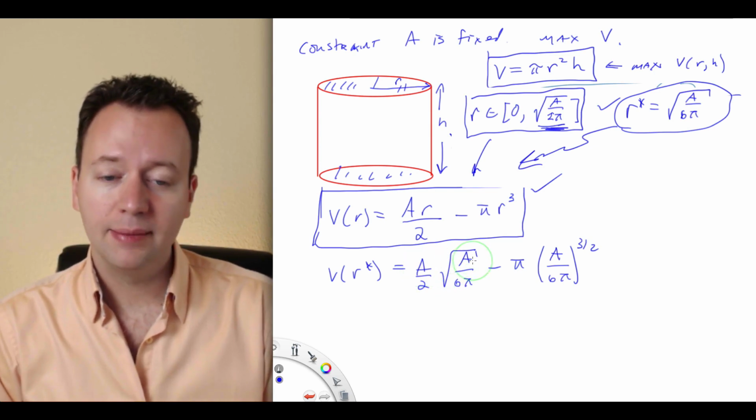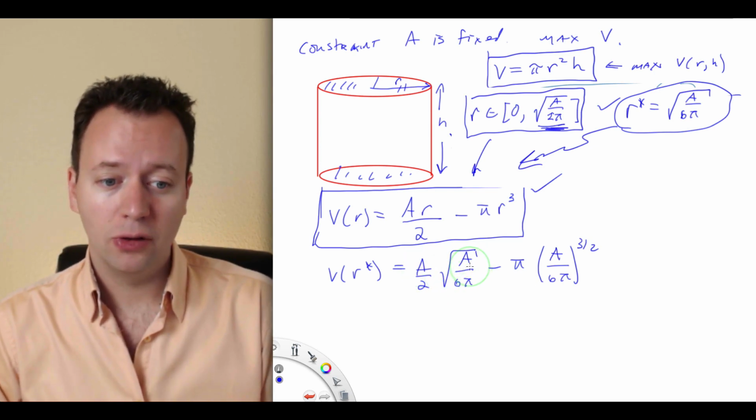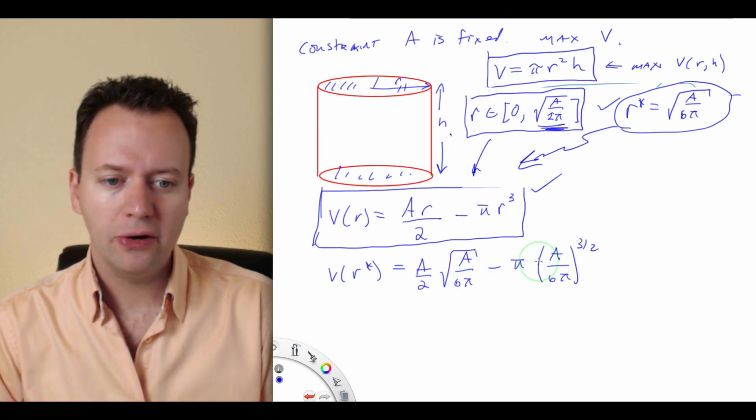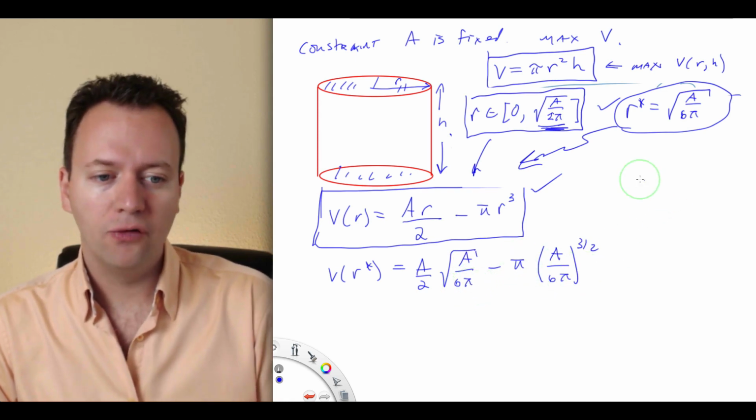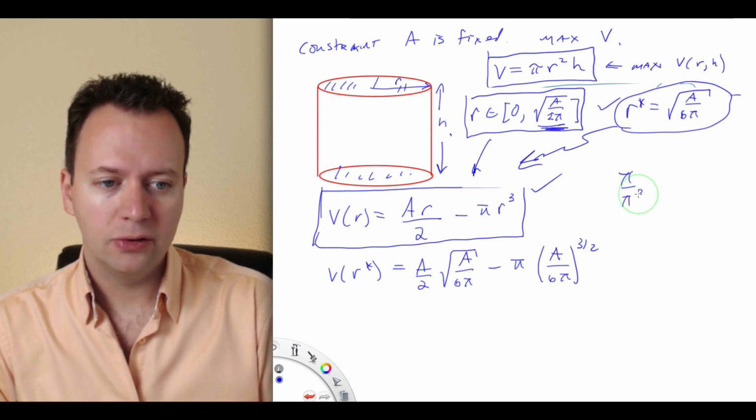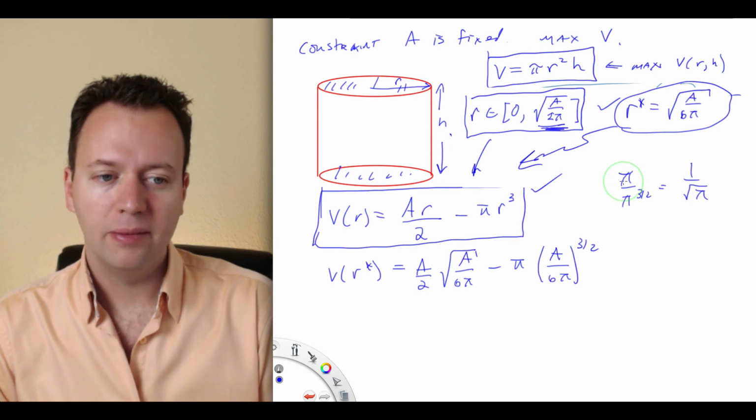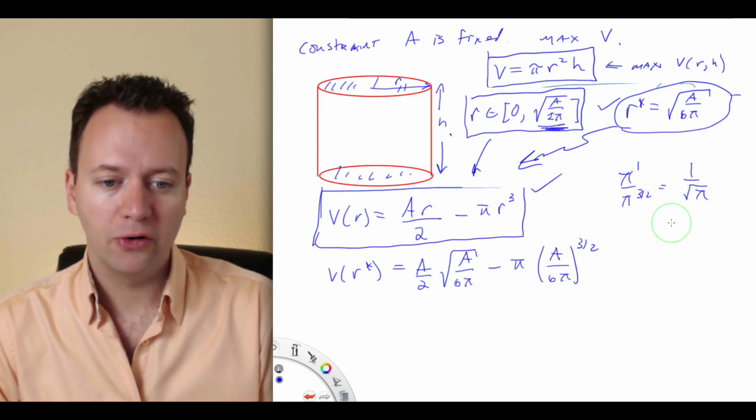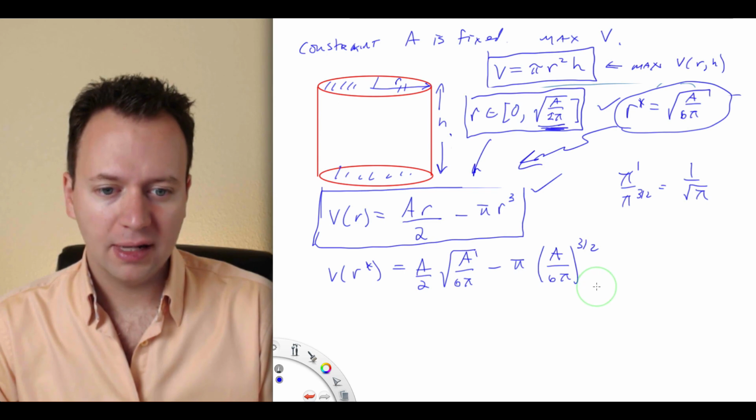Well, a times the square root of a is a to the 3 halves. We have a 1 over square root of pi here, and then over here we have pi over pi to the 3 halves. That's the same as a 1 over root pi, because think about it, pi to the 1, pi to the 3 halves, we subtract. This whole quantity is equal to pi to the negative 1/2, or 1 over the square root of pi.